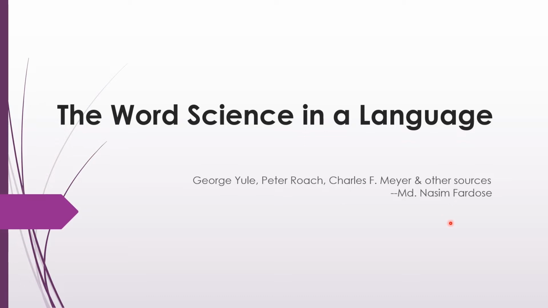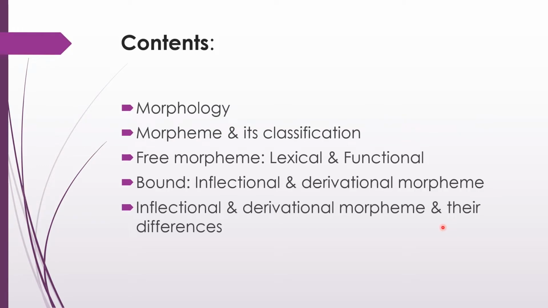So let's see what the contents are for today's presentation and narration. First we will be looking at morphology, and then we'll identify morpheme and its classification. Then we'll go through free morpheme, lexical and functional, and then bound morpheme, inflectional and derivational morpheme, and then the differences between inflectional and derivational morpheme. So that's our plan for this narration. Let's start with the first one, morphology.